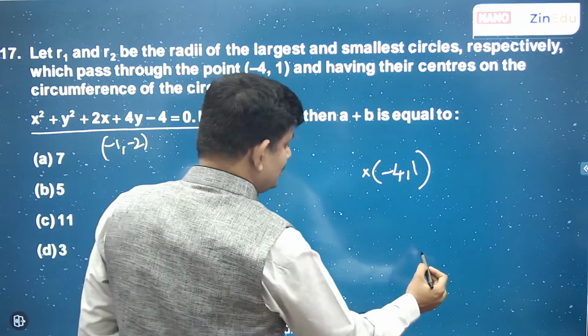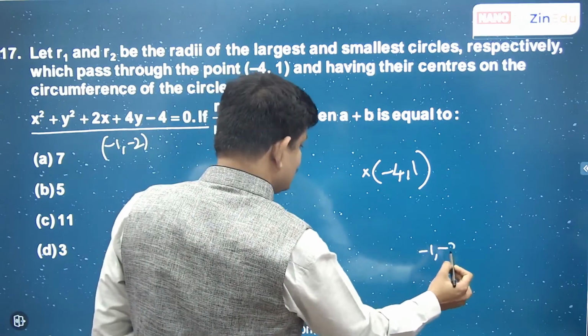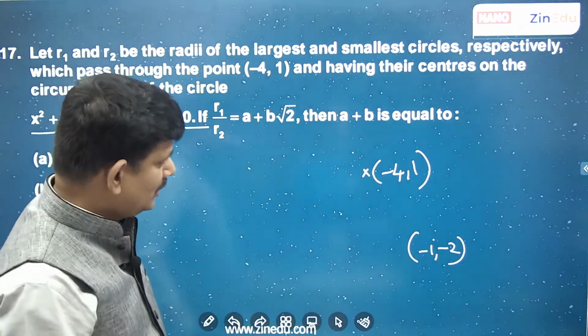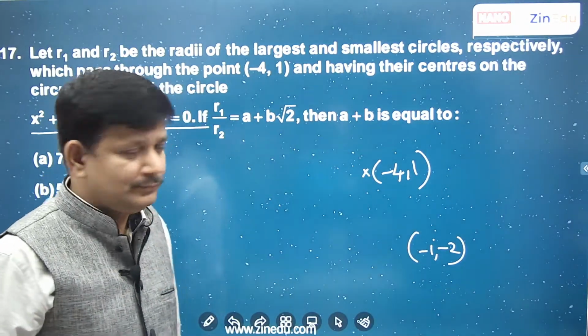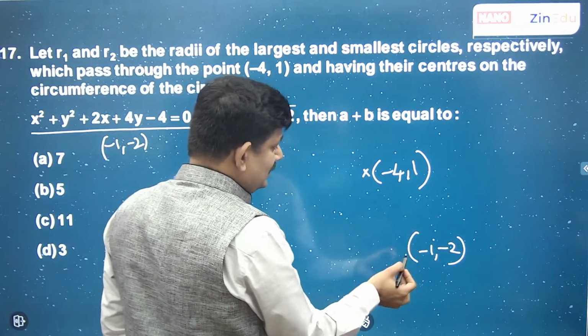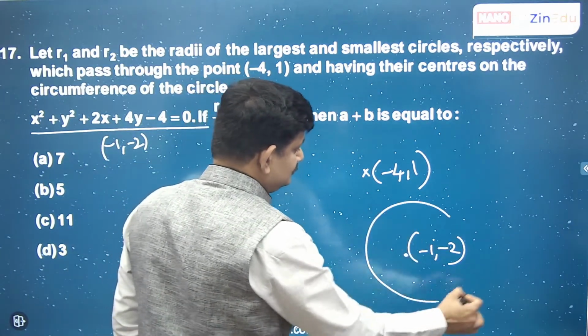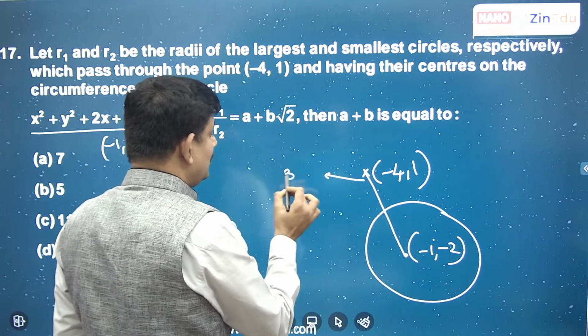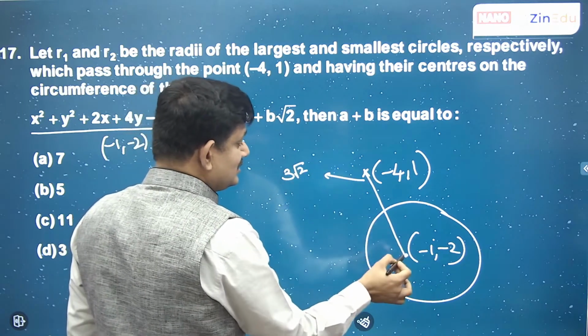I have a point minus 1 comma minus 2. How far is it from this? 3 root 2. And what is the radius of the circle? 3. So this is definitely a smaller one. This length is how much? 3 root 2. This will come out to be handy. This radius is how much?